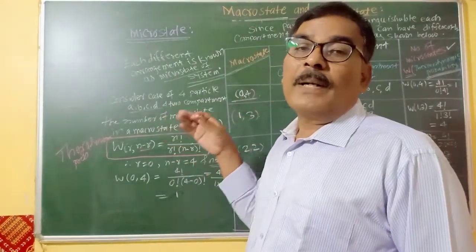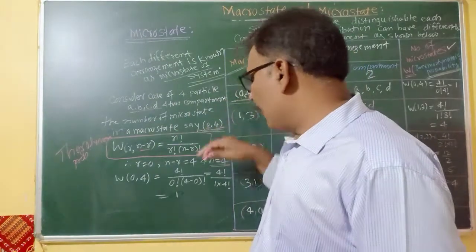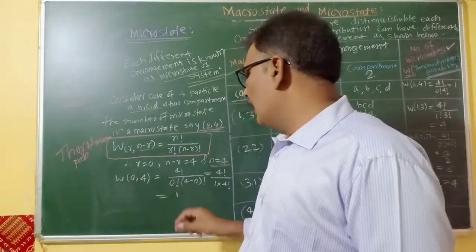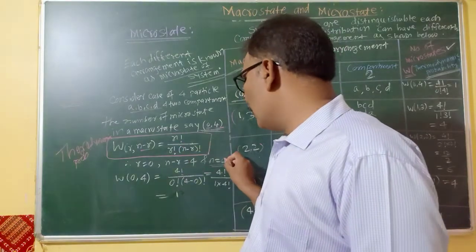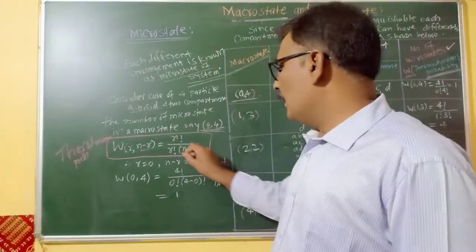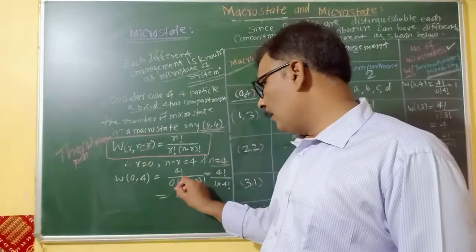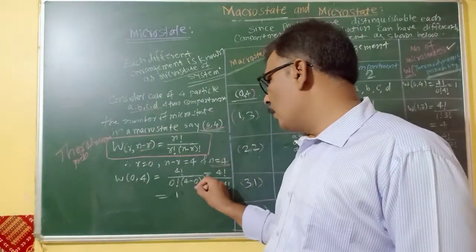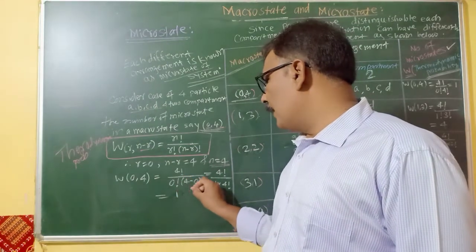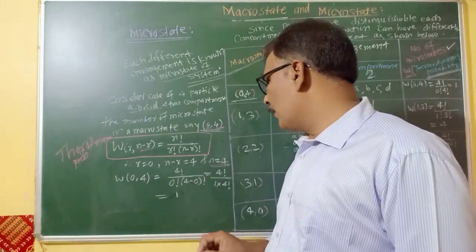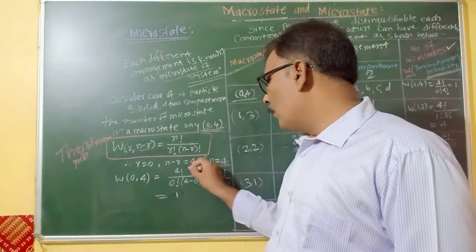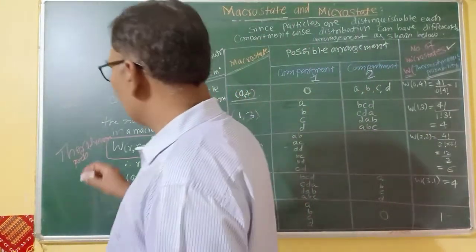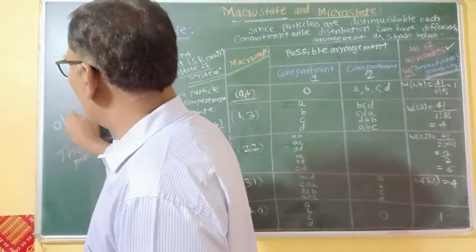How many particles are in the macrostate? Now see here, macrostate is what? 0 and 4. Now in the formula, n factorial means what? 4 factorial is there. Then R factorial means what? 0 factorial is there. The value of n is 4, the value of R is 0. So what do we get? 0 factorial here and here 4 minus 0 factorial. Finally it gives us what? 4 factorial as it is. What is the value of 0 factorial? 0 factorial is equal to 1.